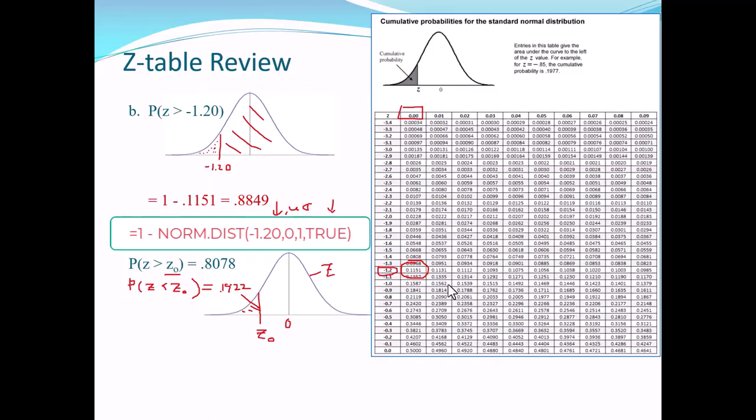So let's see if we can find the probability 0.1922. Let's see, where is it? Here it is, right there, 0.1922. It's in the 0.07 column. It's in the negative 0.8 row. And so my z-score is going to be, that's wrong.